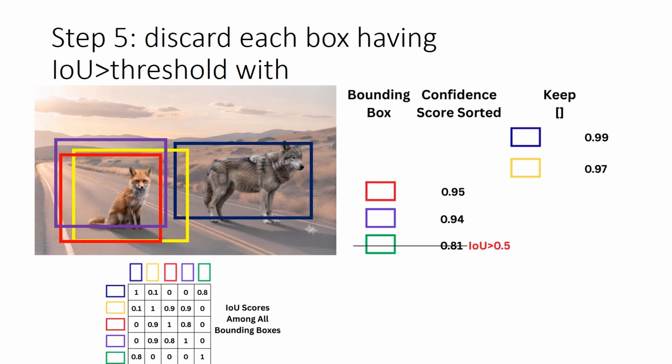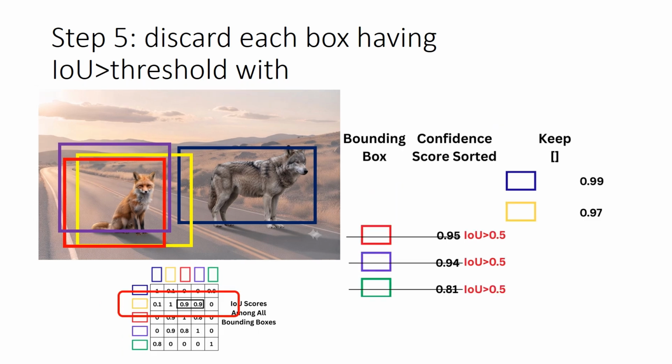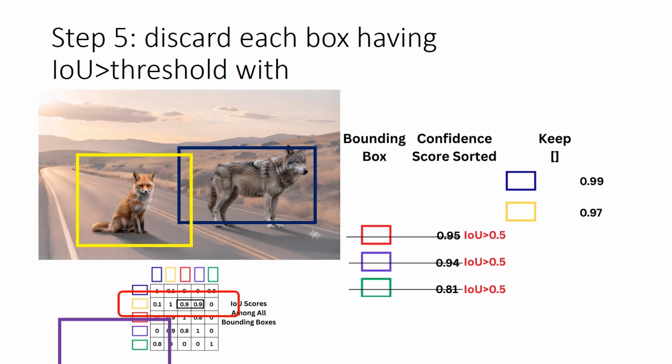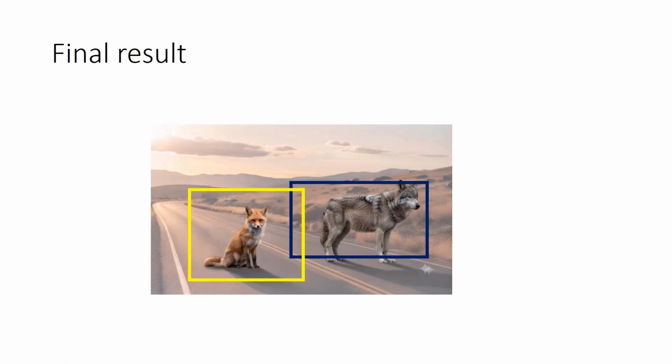As you can see in this iteration, the yellow box has the highest confidence score and will be added to the keep list. Then its IOU with the remaining boxes will be calculated, and as in this example, both red and purple boxes have IOU greater than the threshold, will be considered as the same object and are suppressed. And finally, here's our final result.